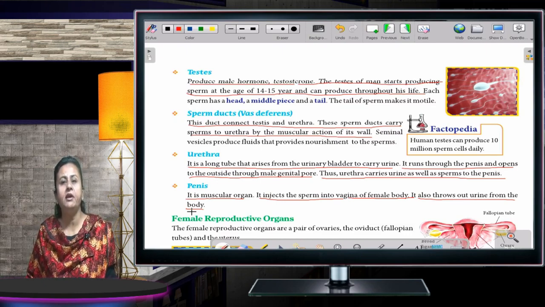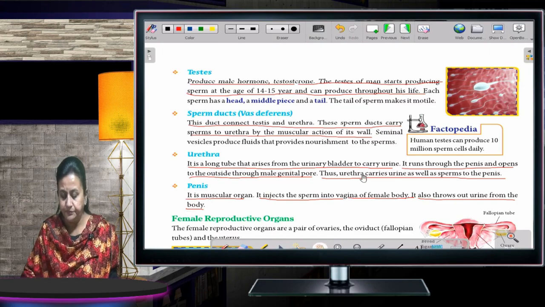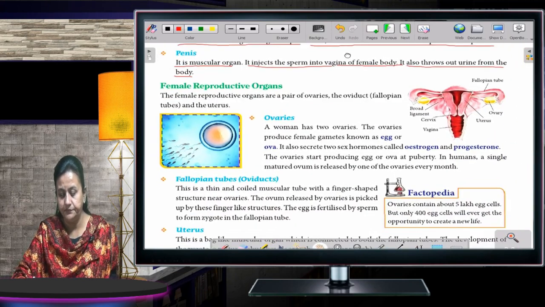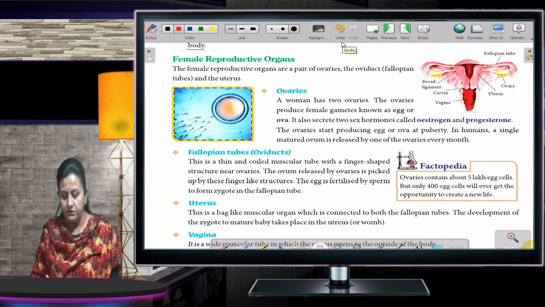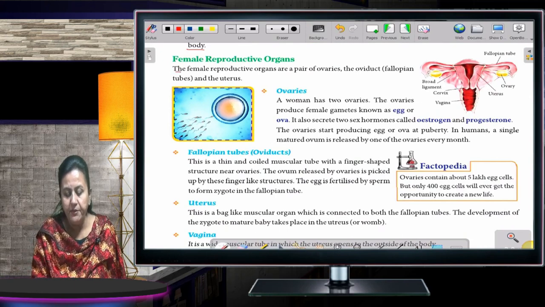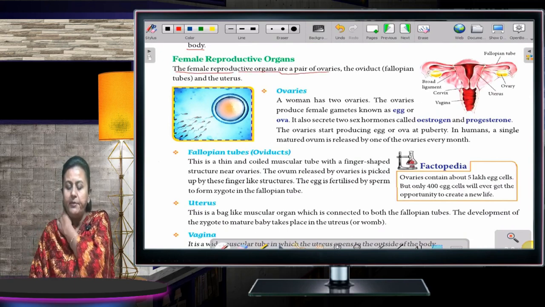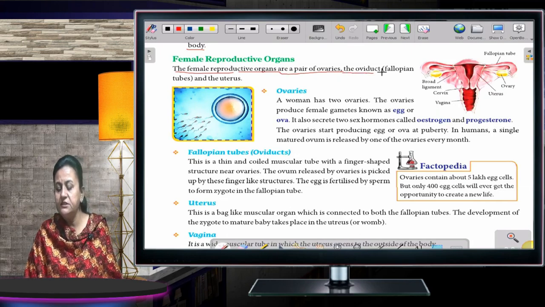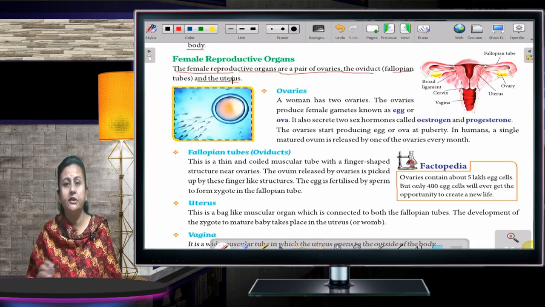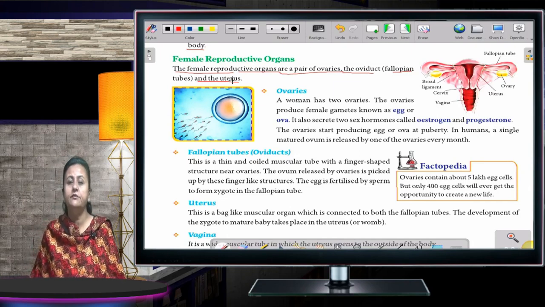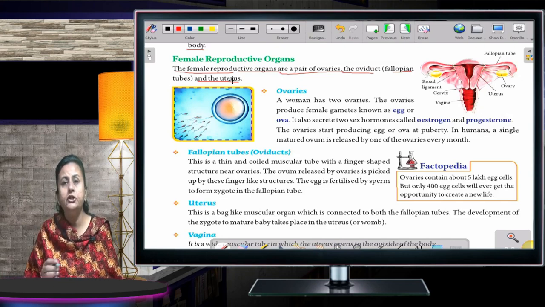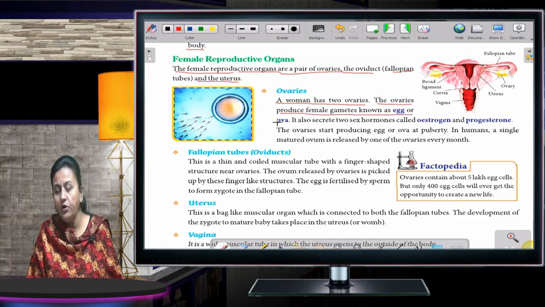Now, we'll talk about the female reproductive organs. You can see on your screens also. The female reproductive organs are a pair of ovaries, the oviduct, that is the fallopian tube, and the uterus. There are three main parts. First is the ovaries, the second is the fallopian tube, and the third one is the uterus. Now we'll talk about ovaries. A woman has two ovaries. The ovaries produce female gametes known as egg or ova.